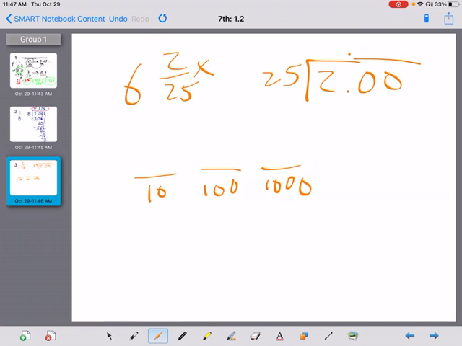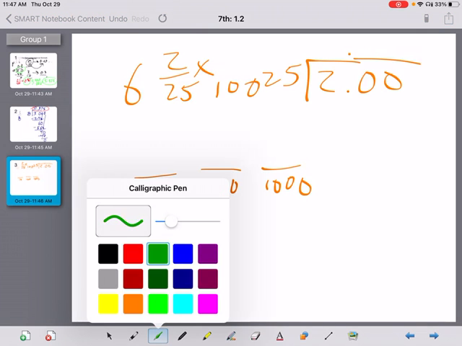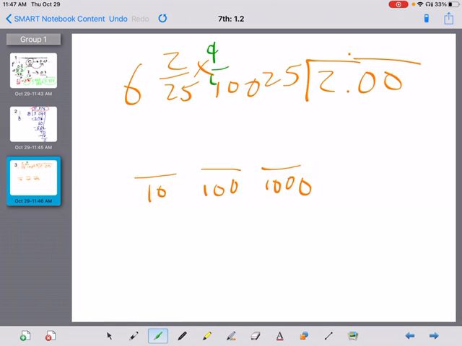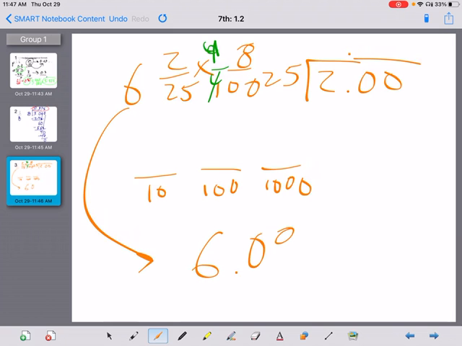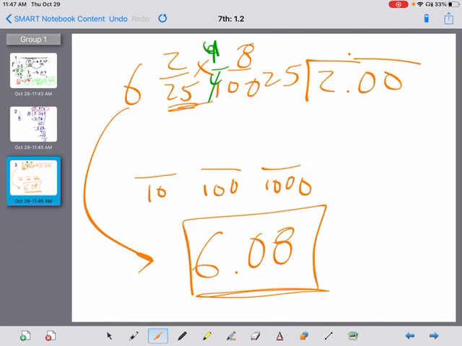So I look at this and I say, hey, what can I multiply to get 100 on the bottom? Well, I can multiply by 4 over 4. And then I get 8 over 100. So the final answer is going to be 6 and 8 over 100, or 6 and 8 hundredths, right? So it makes it pretty simple. You just have to look at this. Can I multiply that somehow to get 10 or 100 or 1,000? If I can, then I can get that and turn it into a decimal right away. It's a lot simpler than doing your long division every single time.